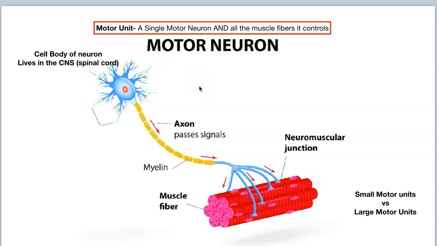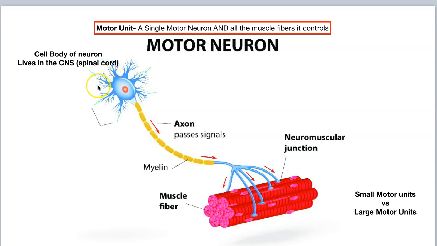Now let's understand what a motor unit is. We say a single motor neuron. What is a motor neuron? We haven't done the nervous system. A neuron is a nervous system cell. Motor just means it has to do with muscle. So a motor neuron is a muscle nervous system cell.